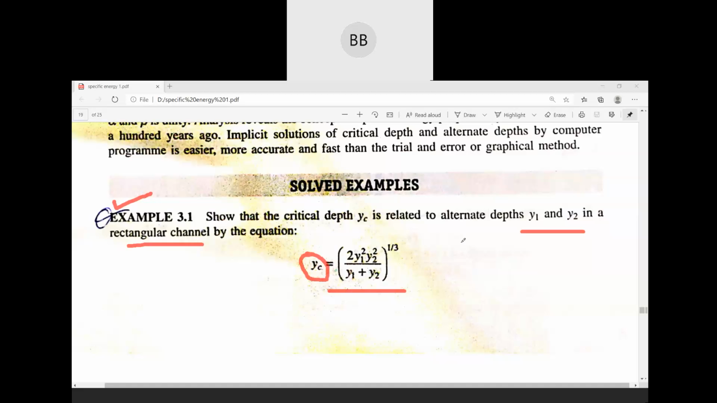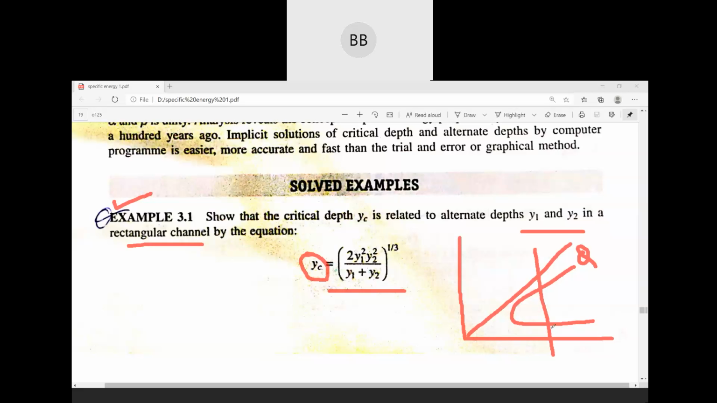If you remember the curve of specific energy at 45 degrees, there will be a curve of specific energy for a particular discharge. If you consider any specific energy apart from the minimum specific energy, suppose 2 meters, in the x-axis we have energy and in the y-axis we have depth of flow. If you consider any specific energy, corresponding to that energy we will have two depths.